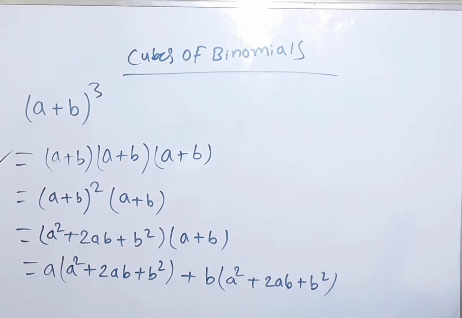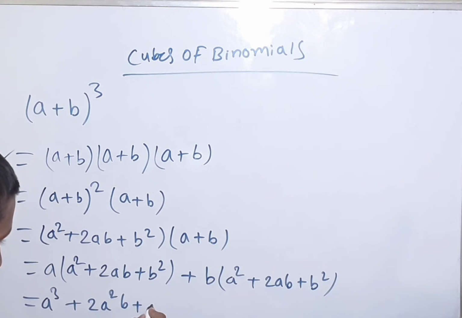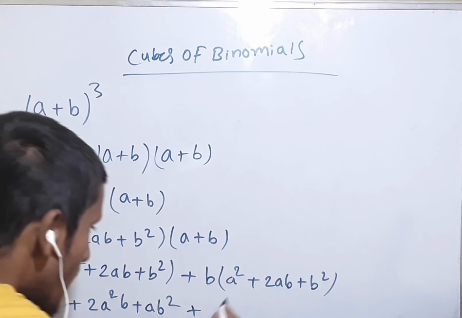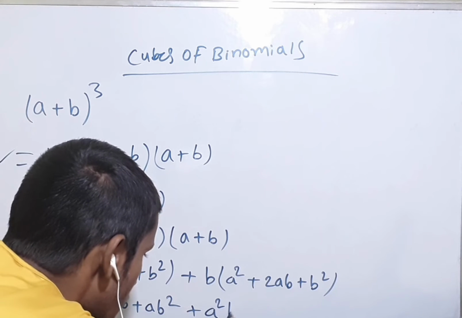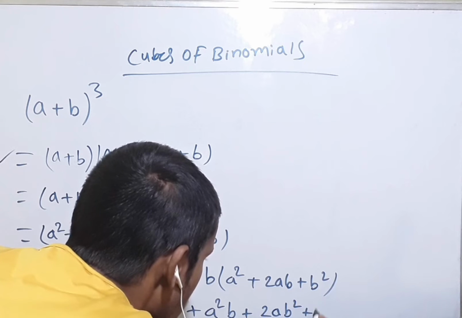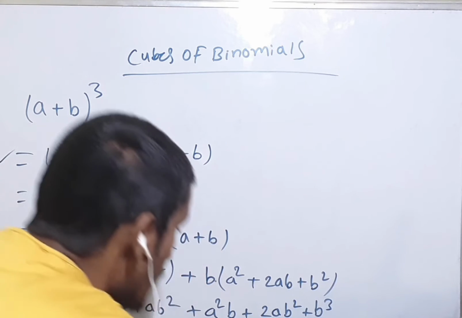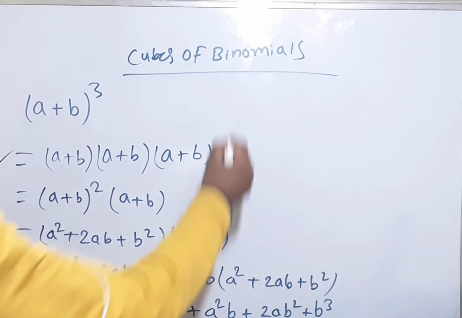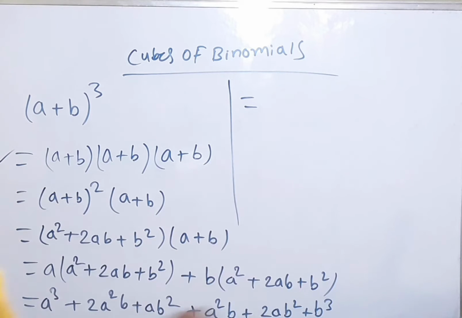Afterwards, this is going to be a cubed plus 2a squared b plus ab squared. Now this will be a squared b plus 2ab squared plus b cubed. So this will be our product without simplification. Now we're going to simplify this.